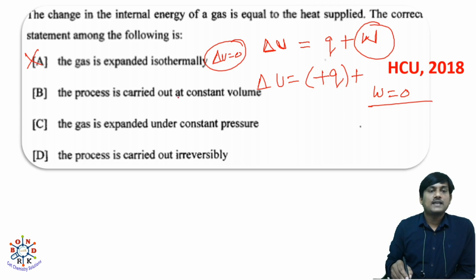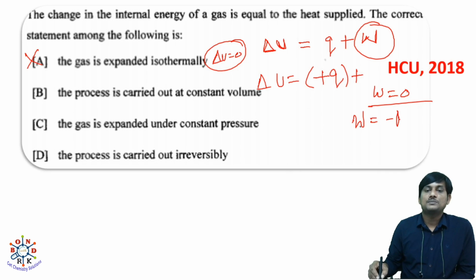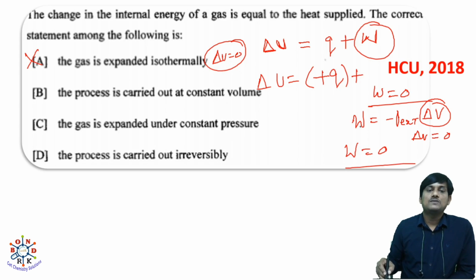The process is carried out at constant volume. We know that W is equal to minus P external into delta V. When the process takes place at constant volume, delta V is equal to 0, then W is equal to 0. When W is equal to 0, delta U is equal to heat supplied. So this one is correct.